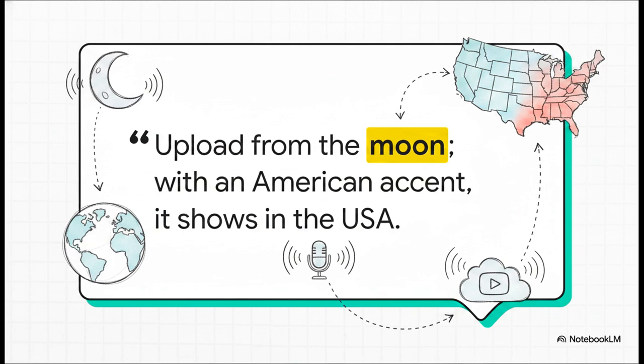It just perfectly summarizes the reality of the situation. You could physically be sitting in a crater on the actual moon, hitting that upload button, but if the voice speaking in your video has a native-sounding American accent, the algorithm will confidently route that video straight into the feeds of viewers sitting in the USA. Your physical upload location is basically irrelevant compared to the acoustic signature of your video.